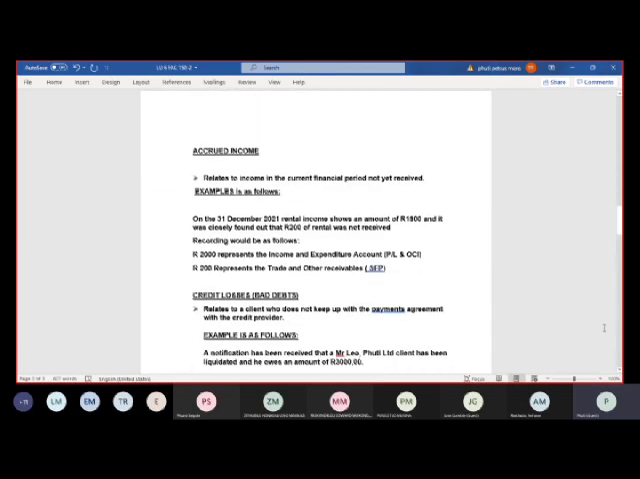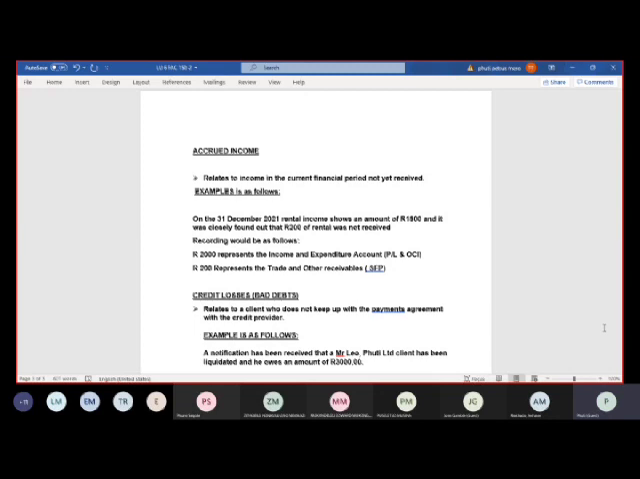Right, let's have a look at our accrued income. It relates to income in the current financial period, but not yet received. There's an income that is due to you, but you haven't received it. The same applies to an accrued expense. There's an expense that you have to pay, but it has not yet been paid. So my example was on the 31st of December 2021, rental income showed an amount of 18,000, and it was found out that 200 rand of the rent was not yet received. Somebody somewhere else is renting our stuff, and they did not pay the 200 rand for the rental.